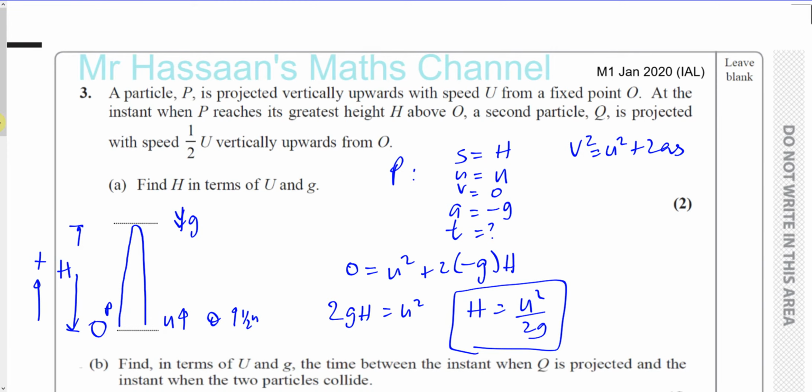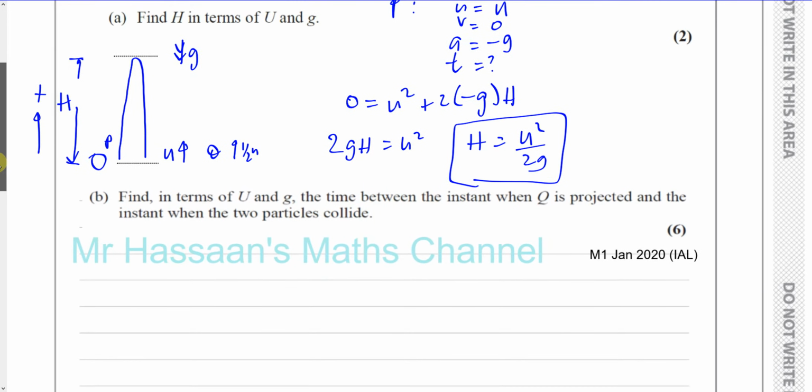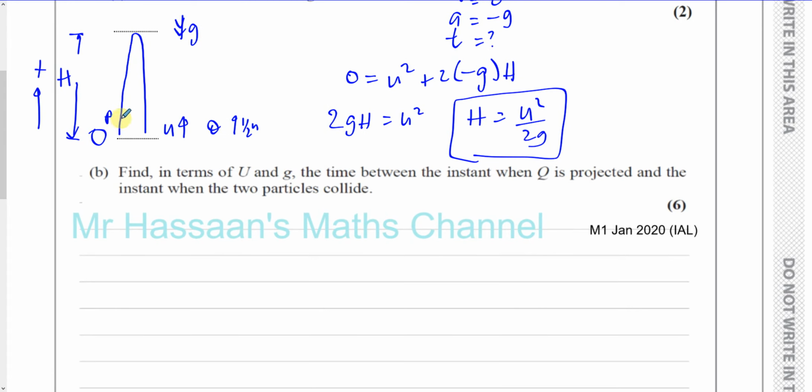Part B says find, in terms of U and G, the time between the instant when Q is projected and the instant when the two particles collide. Basically, P is projected, and when P reaches this height H, that's when Q is projected. You can answer this in terms of displacement, because they'll collide when the displacement from O is the same. So we could make their displacements equal to each other and find the time at which they collide.